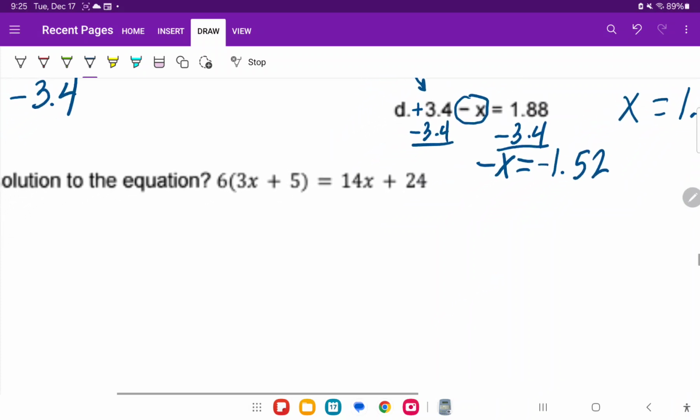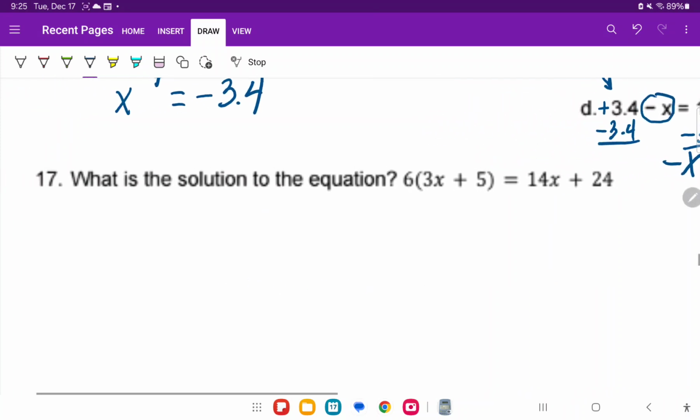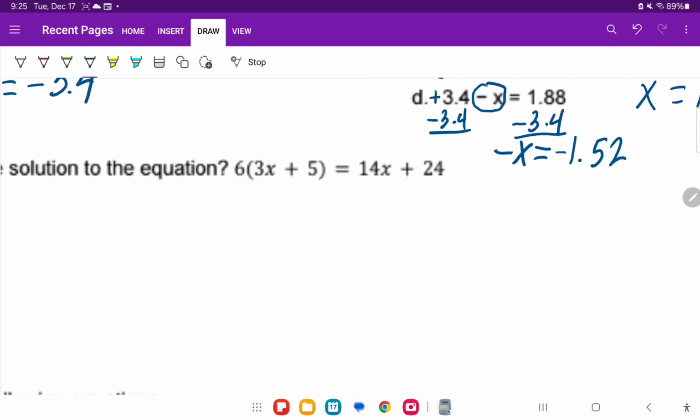All right, so we're going to do the distributive property here. So this is number 17. So we're going to go 6 times 3x is 18x. And then 6 times 5 is 30, and then bring down everything else.